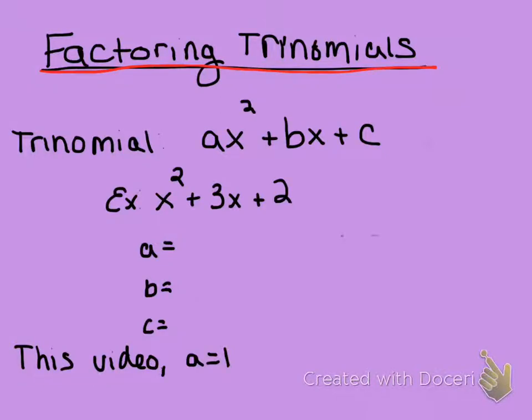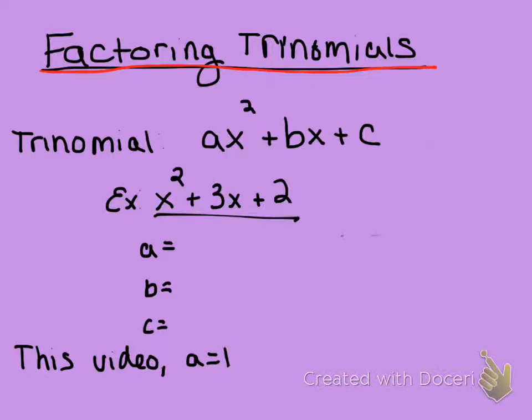So we've already introduced factoring out greatest common factors, and now we're going to go into how to factor a trinomial. What I mean by a trinomial, you should already know, is an expression that has three terms in it. In this case, our most common one looks like this: x squared plus 3x plus 2, right here.